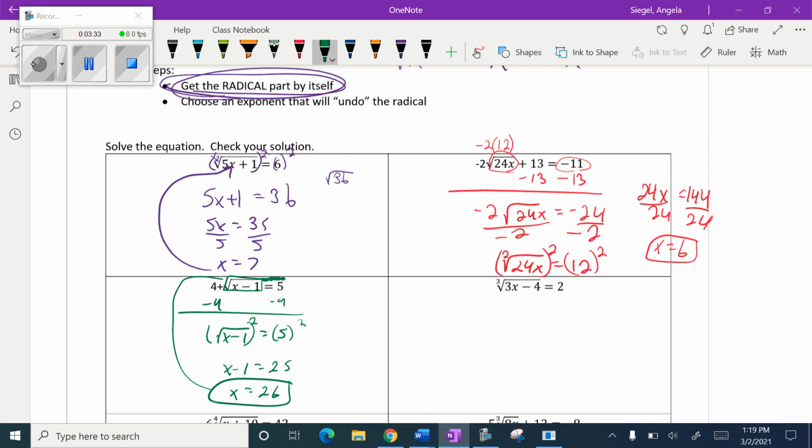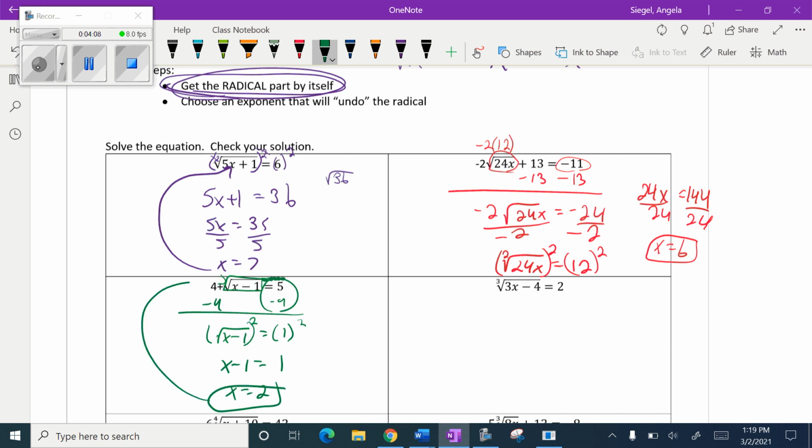Let's check. 26 minus 1 is 25. The square root of 25 is 5. 5 plus 4 is 9. You know what, guys, I just caught a mistake. I'm thinking, okay, that's not right. But look, 5 minus 4, that is 1. So let's fix that. That's kind of nice about checking, you can catch some mistakes that way. So I have x minus 1 equals 1, because 1 squared is 1. And then plus 1, I have x equals 2.